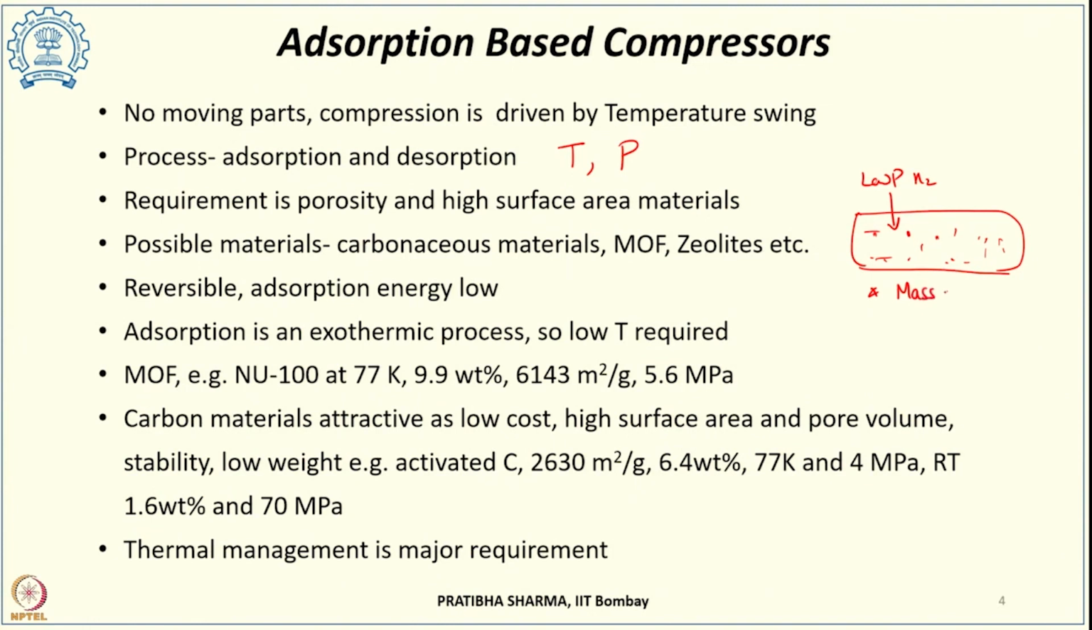Now the maximum achievable pressure from such devices depends upon how much mass of adsorbent is used, what is the final temperature which we have supplied, and at the same time the volume which is available for the bulk gas. So the maximum pressure that we can obtain depends on all these three: the mass of adsorbent, the final temperature, and the volume available for the bulk gas.